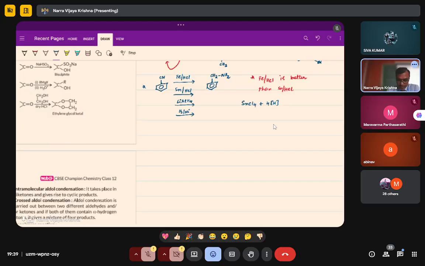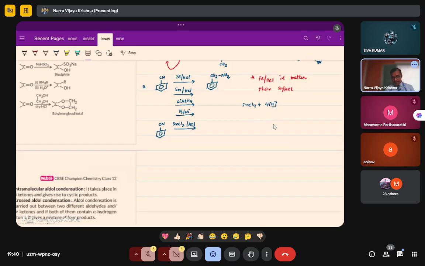Now coming to this. Same cyano compound. If I am reducing using SnCl2 in presence of HCl, what is the n-factor here? 2 only. Already tin is in plus 2 state. It will convert up to plus 4. So it will convert into SnCl4 plus 2 hydrogens only. If it is Sn in presence of HCl, it will convert into SnCl4 and 4 nascent hydrogens. Because of 4 nascent hydrogens, it will do complete reduction. Because of 2 nascent hydrogens, it will do partial reduction.